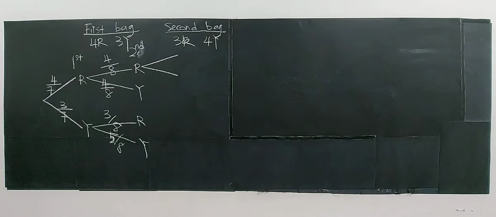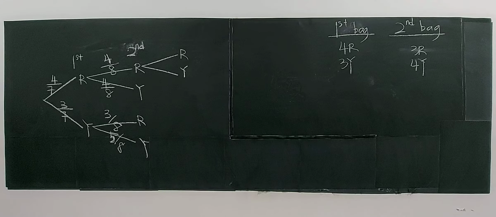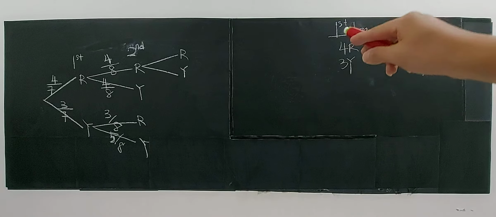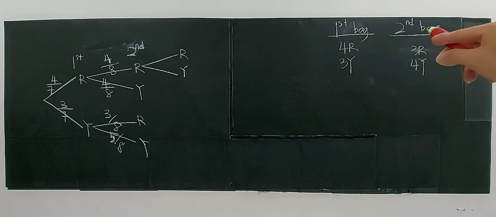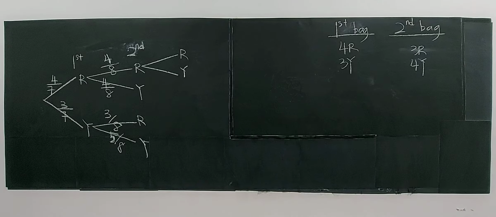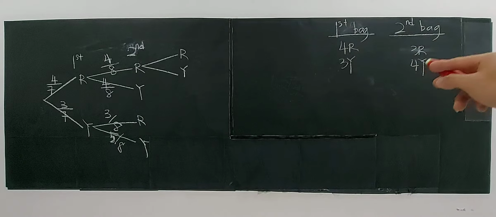So I'm going to erase. All right, okay, now let's be careful about the third drawn. The third drawn is from the second bag here, right? Originally the first bag has 4 red and 3 yellow, and the second bag has 3 red and 4 yellow.